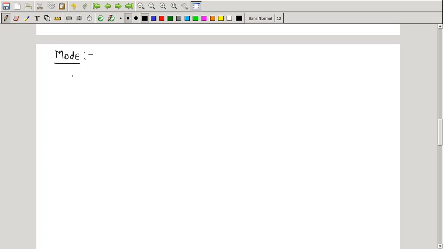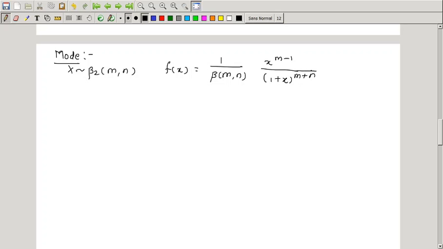So firstly here I have to write the PDF of the beta distribution of second kind. We are given that X follows the beta distribution of second kind with parameters m and n. So the density function of this is, every time I write this because you should remember it, 1/B(m,n) x^(m-1)/(1+x)^(m+n), where x lies between 0 and infinity and m and n are positive, and 0 otherwise.